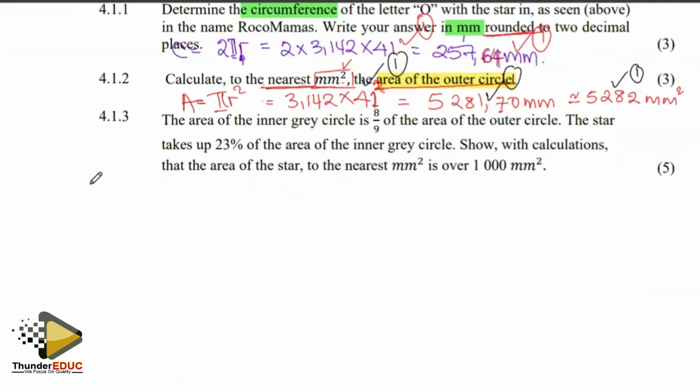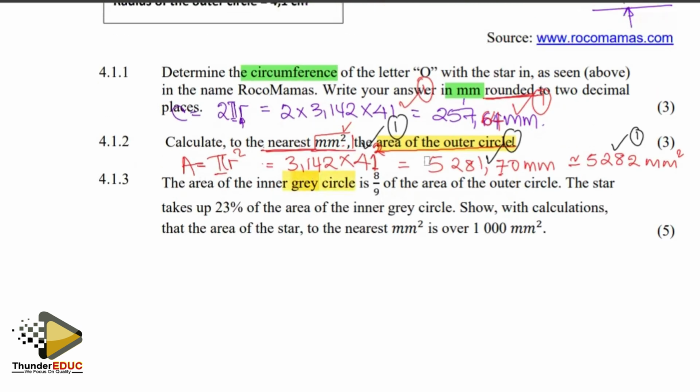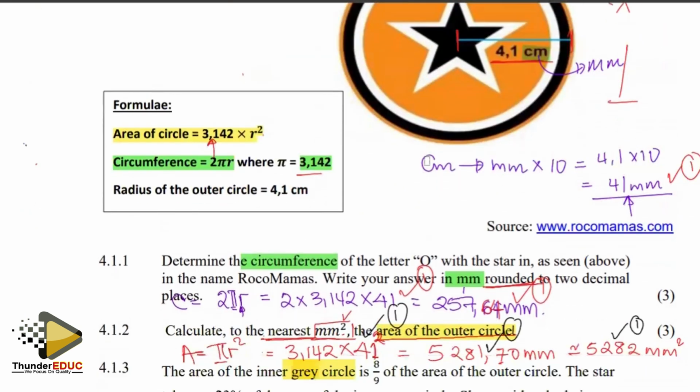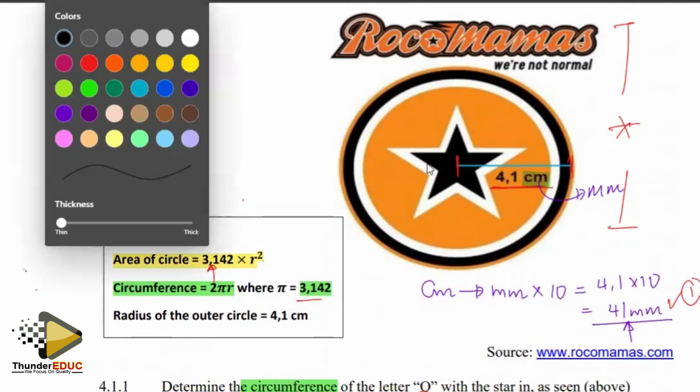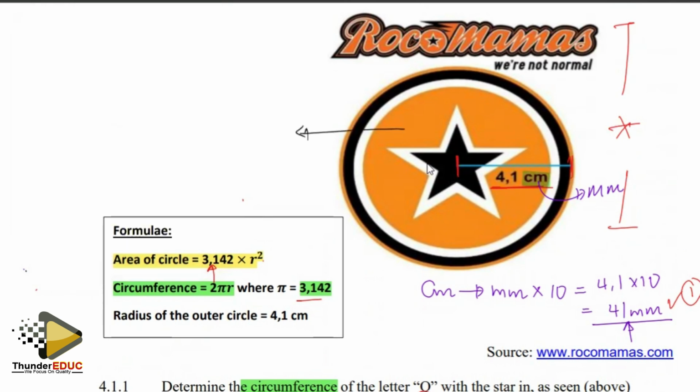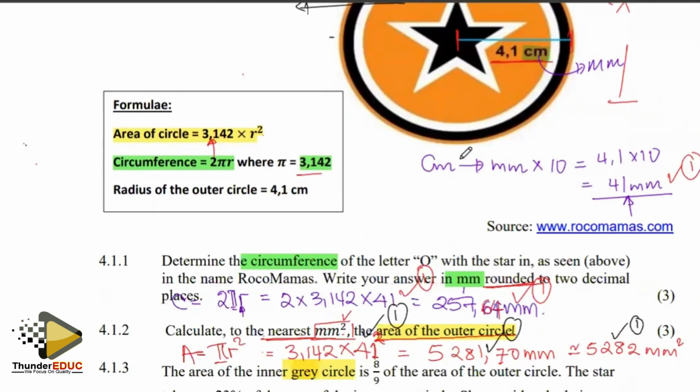Question number 4.1.3. It wants us to calculate, show with calculations. Okay, now look at this scenario here. Read and understand very well. The area of the gray circle. It was the gray because those ones were printed in black and white. The gray circle was this part here. This was gray for those who had black and white. Those who printed in color, it's yellow.